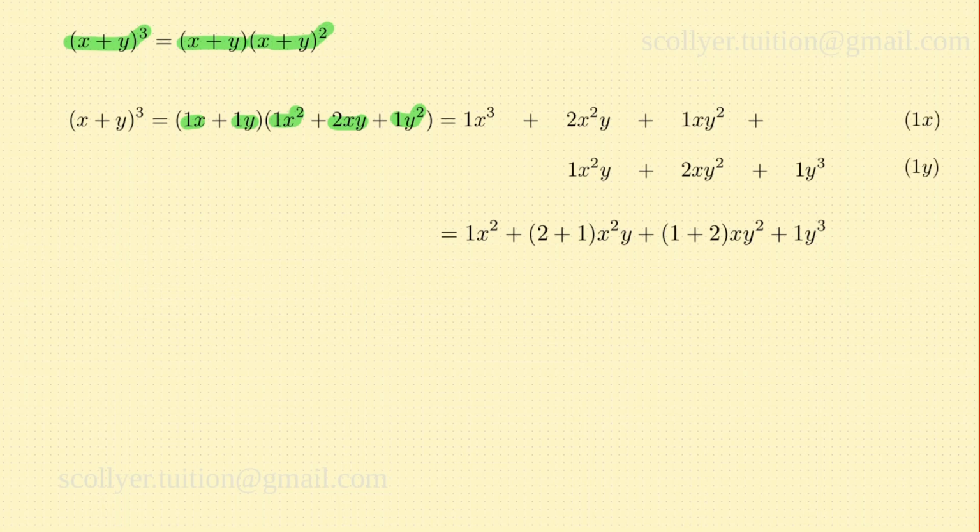The terms from this expansion fall into two groups. The first comes from multiplication by 1x, and I've written all of those on this line. The second comes from multiplication by 1y, and I've written all of those on this line.